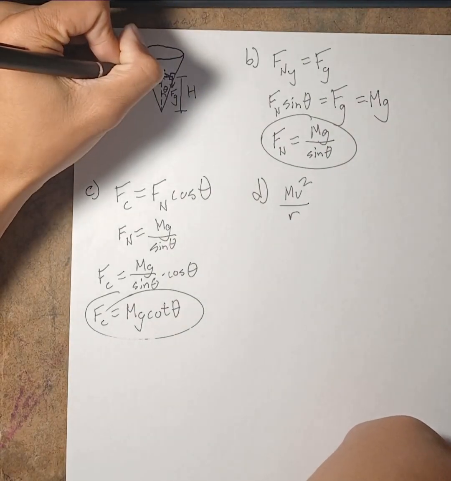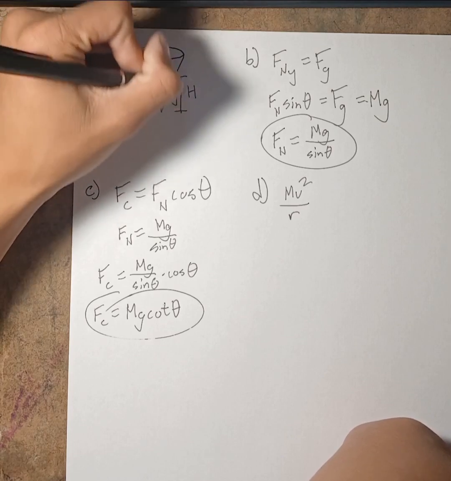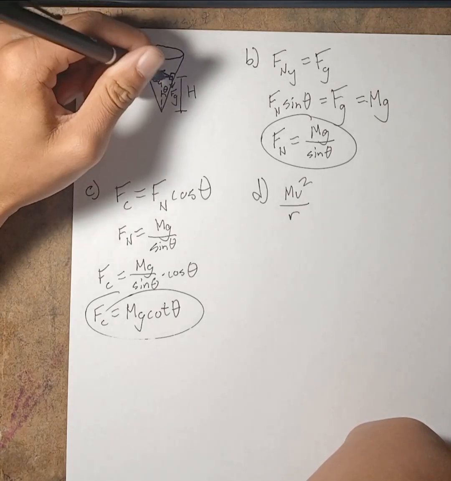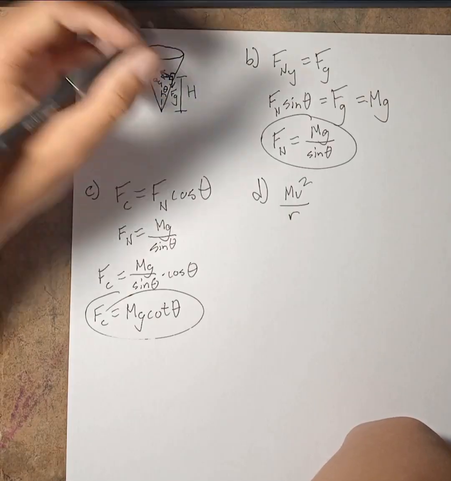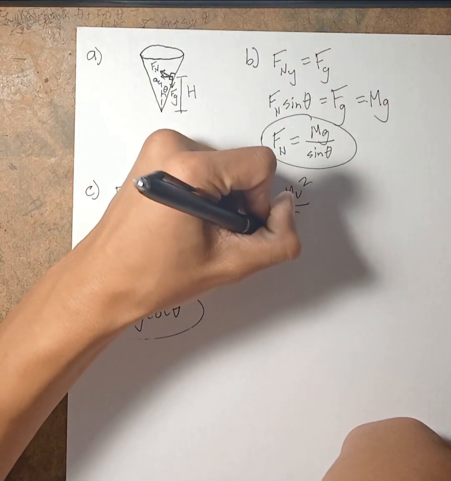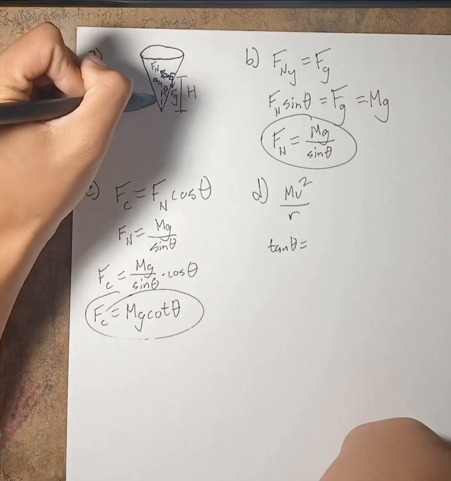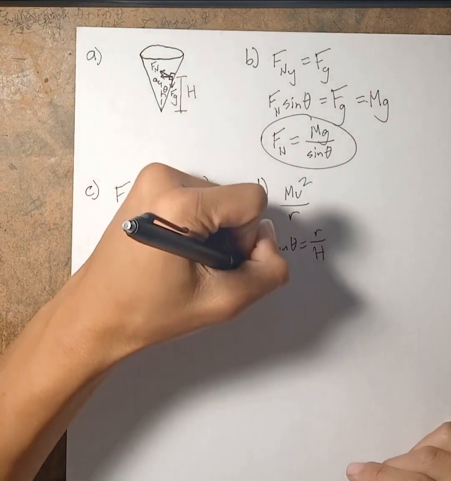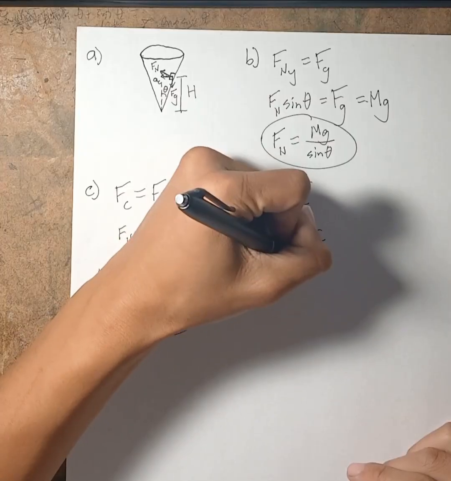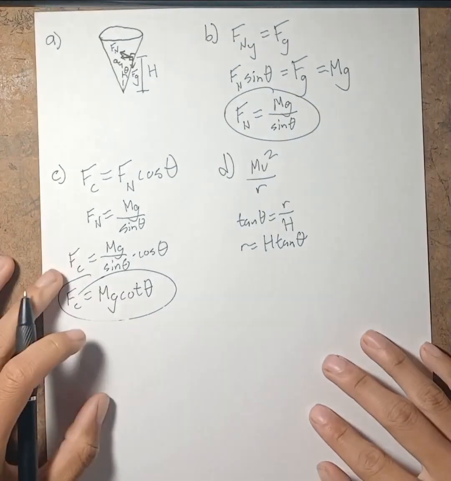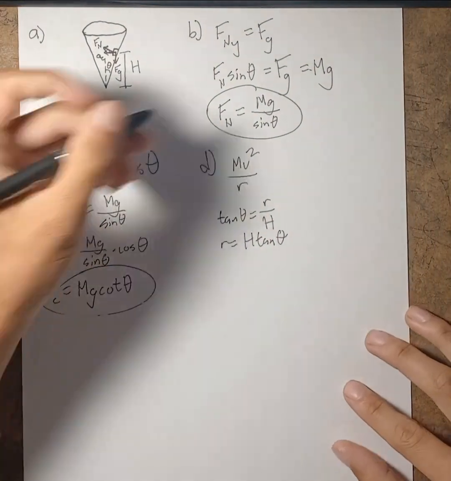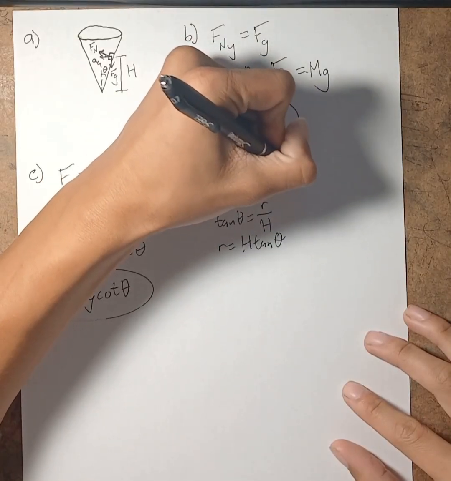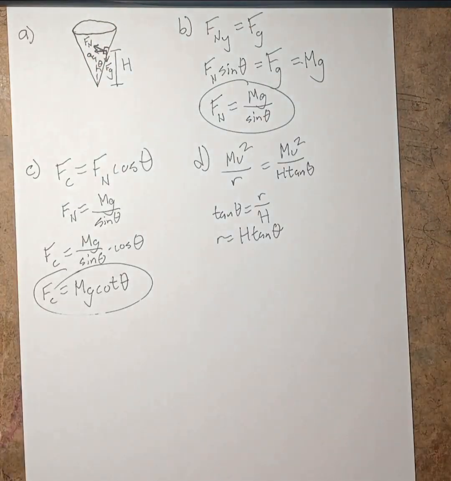And we know that this part of the triangle here is h, as labeled in the diagram. And so what we can pull from that relationship, since we know the angle, is that tangent theta equals opposite over adjacent, so r over h. Solve for r, r equals h tangent theta. Substitute that in, so mv squared over h tangent theta.